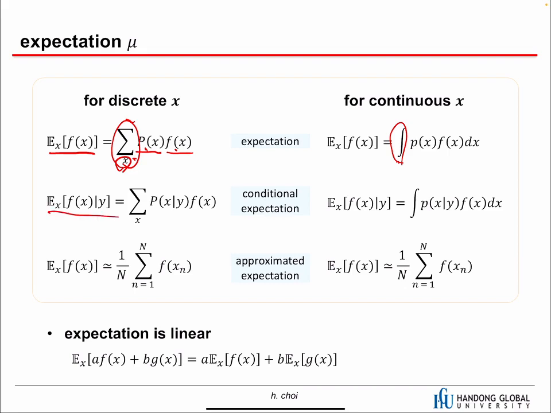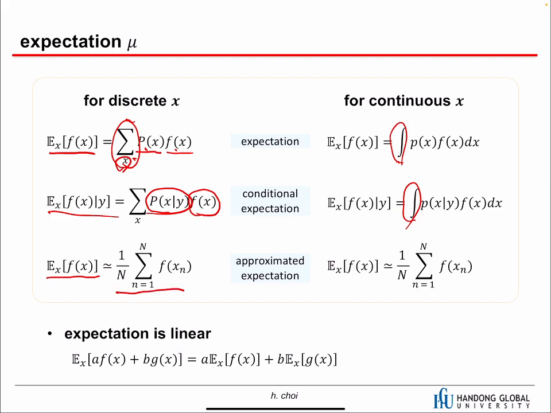And for the conditional expectations, we have f of x and we have a conditional probability. We'll talk about the conditional probability later. And for continuous x, basically it's the same thing as before. We just use integral here. So far we have been talking about mathematical notations. And this expectation can be approximated by the average sum.